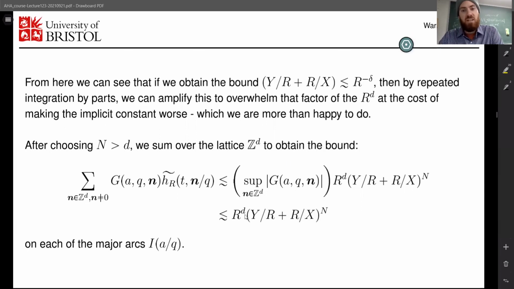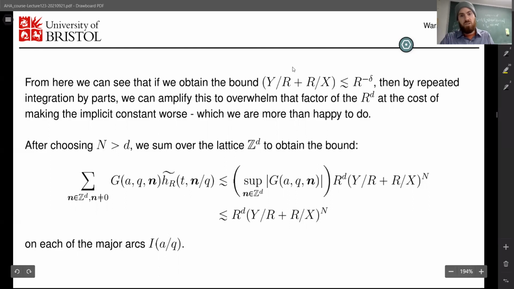That's a good bound for us as long as we can choose, say, y and r and x such that this sum is at most r to the minus delta. Because when I take n sufficiently large compared to delta, say n is such that delta times n is at least d, then this term right here cancels out the r to the d factor that we lost in the change of variables. And actually what we have is just all the non-zero frequencies are O of 1 on the major arcs.